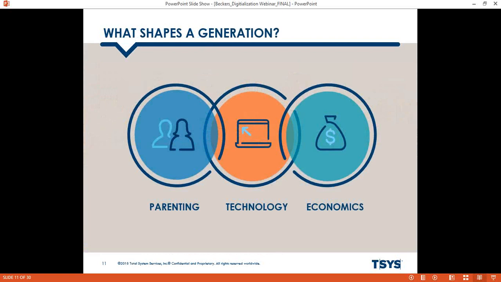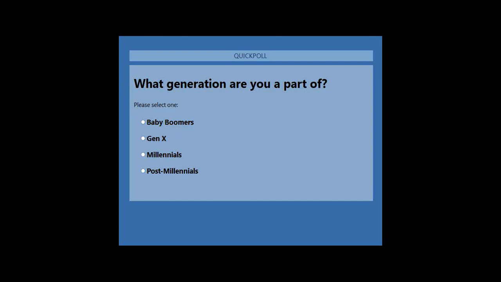We're going to ask the next polling question, which is, what generation are you in? Great. So the next question, what generation are you a part of? And the options are baby boomers, Gen X, millennials, or post-millennials.